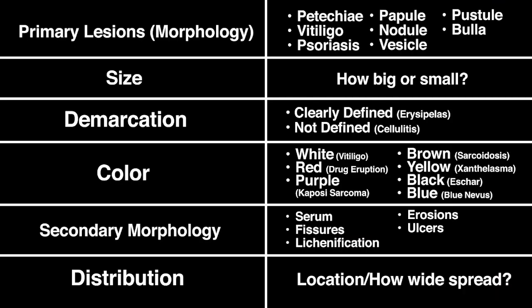That was a lot of information, so let's quickly review the important parts. Whenever you are attempting to describe a skin problem, remember the primary lesion morphology, size, demarcation, color, secondary morphology, and distribution. What you'll need for a skin examination is a well-lit room, a ruler, a magnifying glass, a handheld source of light, and an open and curious mind.